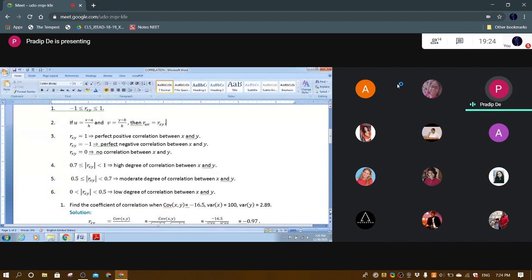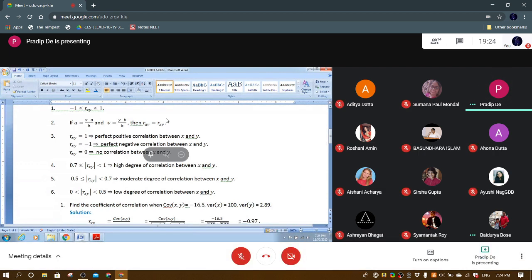Now, if you look at the first sum, from the given information, it is clear that you have no choice. Covariance given, variance of x given, variance of y given. So you don't have any choice but to use the first formula. Let me show you the first formula.